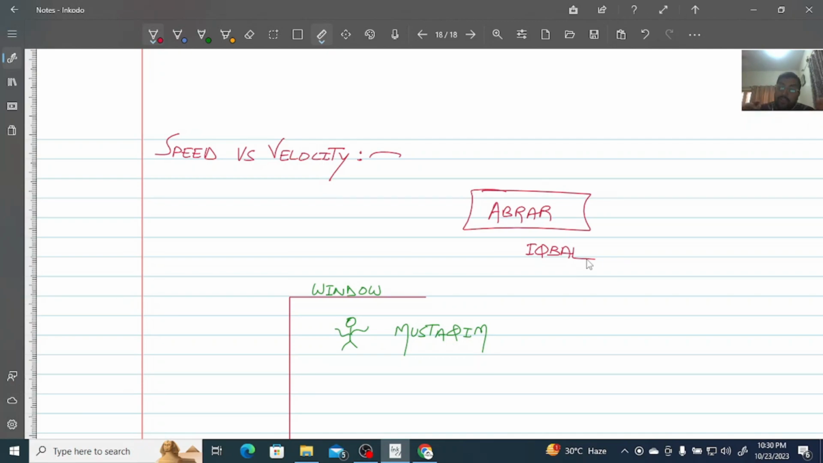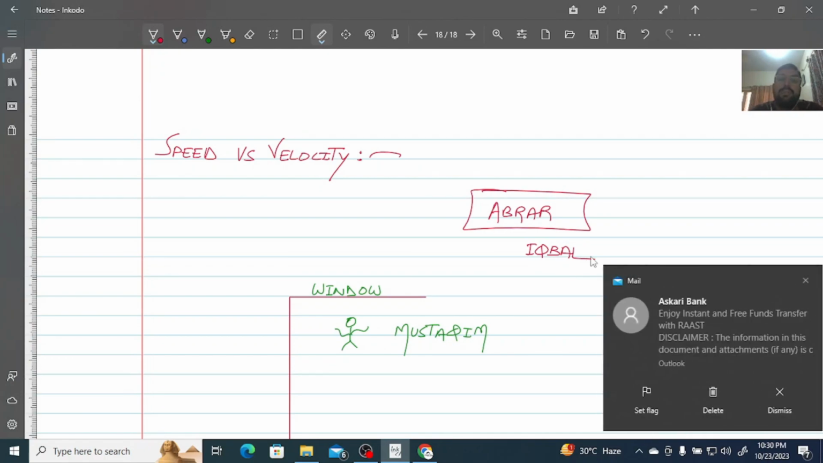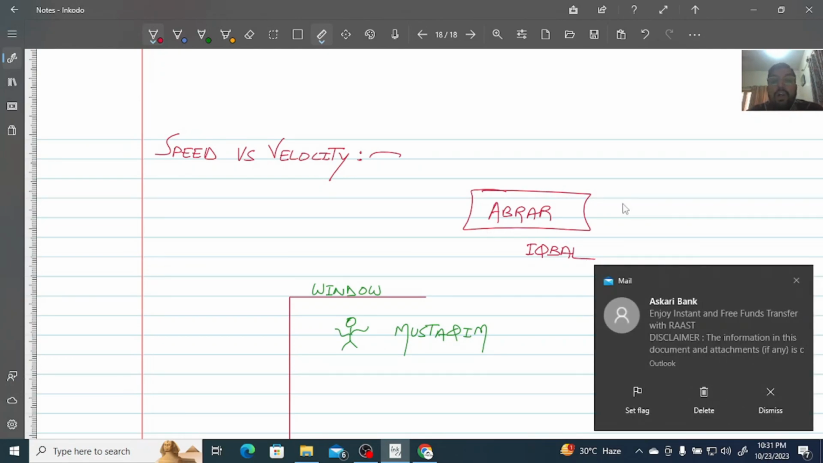So that is the difference between the speed and velocity. Velocity describes both things. It is describing the speed with which that body is going, and it is also describing in which direction it is going, where it is going, left, right, top, bottom, in any specific direction where it is going. So that is the difference between the speed and the velocity.